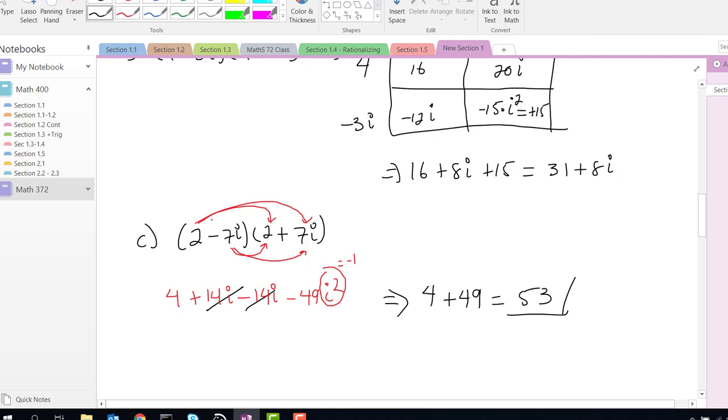So notice that when you multiply conjugates of complex numbers, you end up with the real number. The imaginary part goes away because the imaginary part comes from those middle terms. And so that goes away.